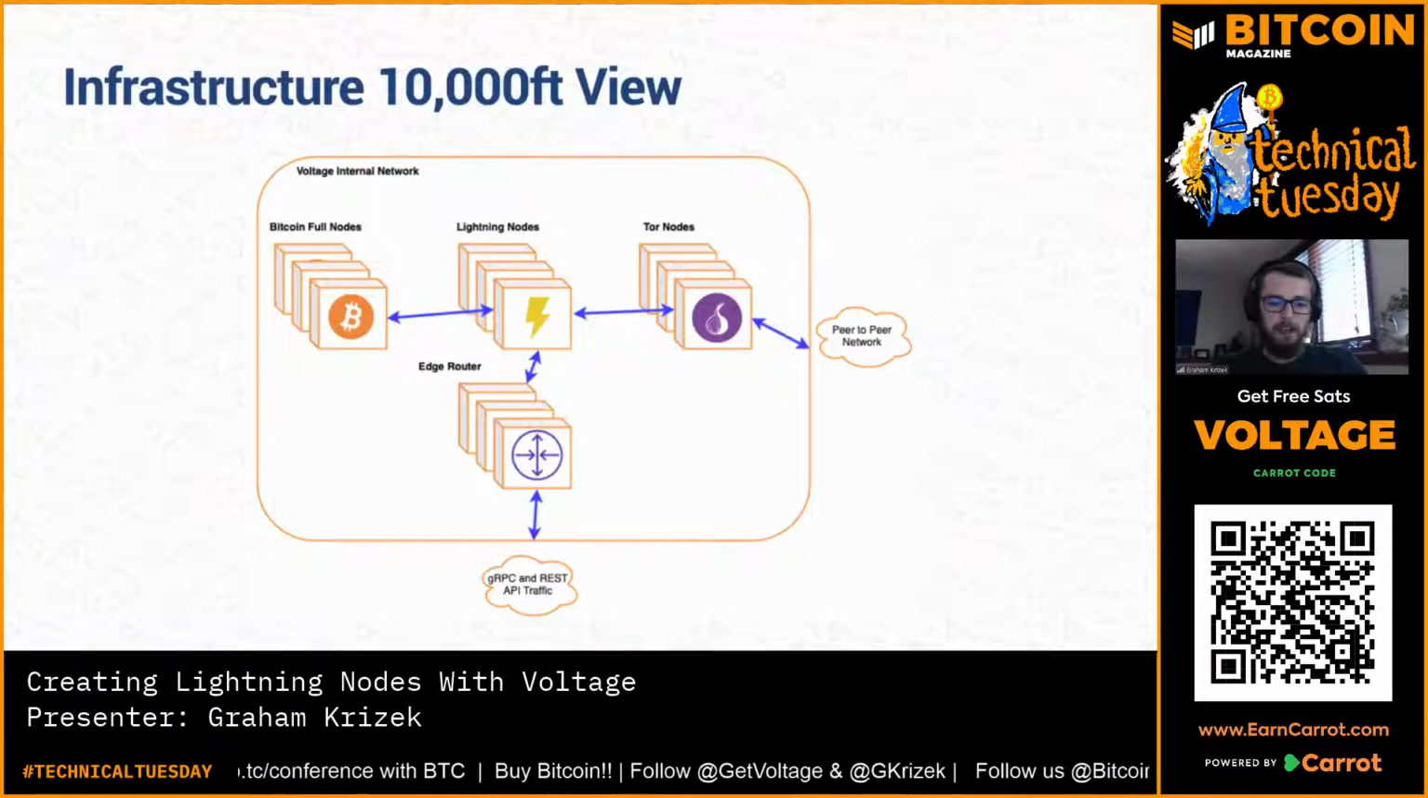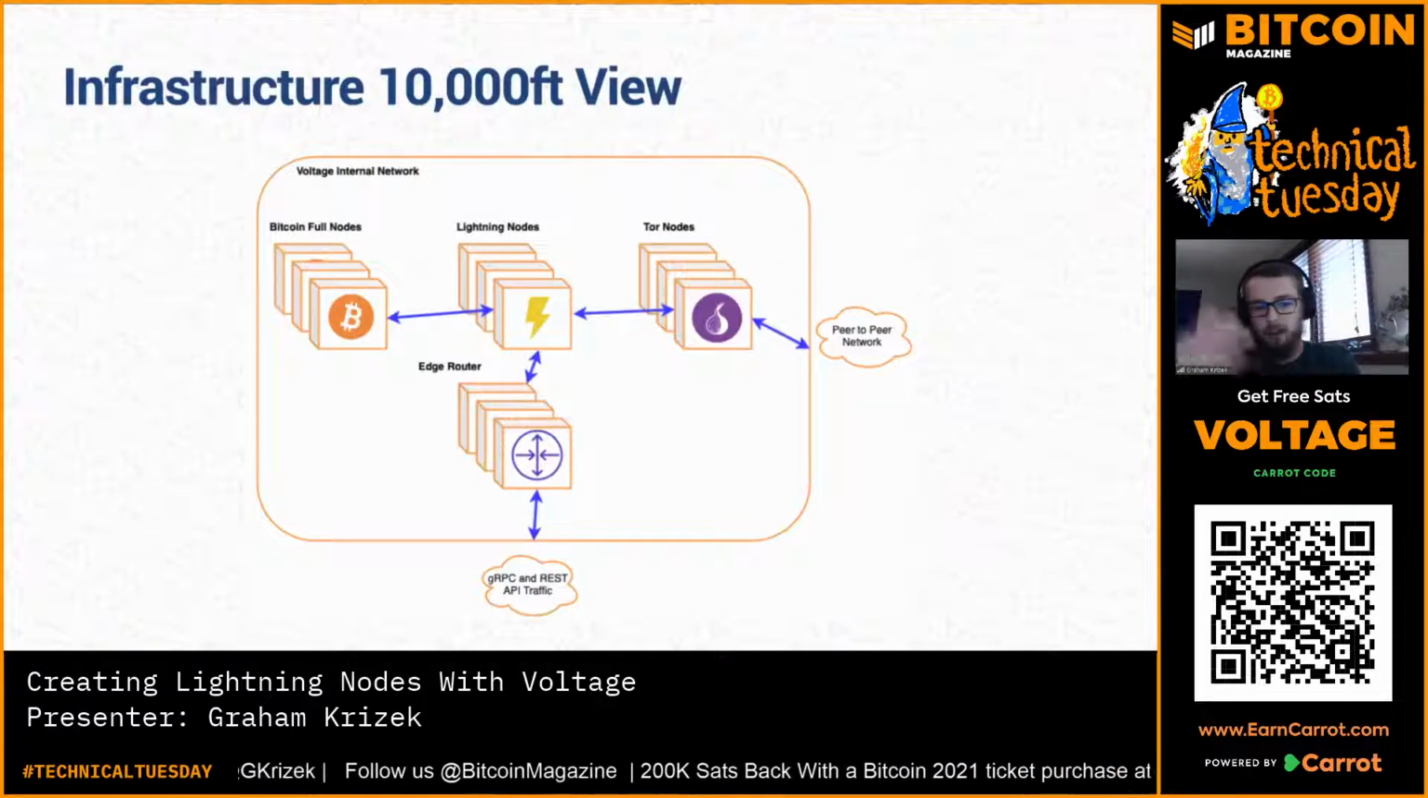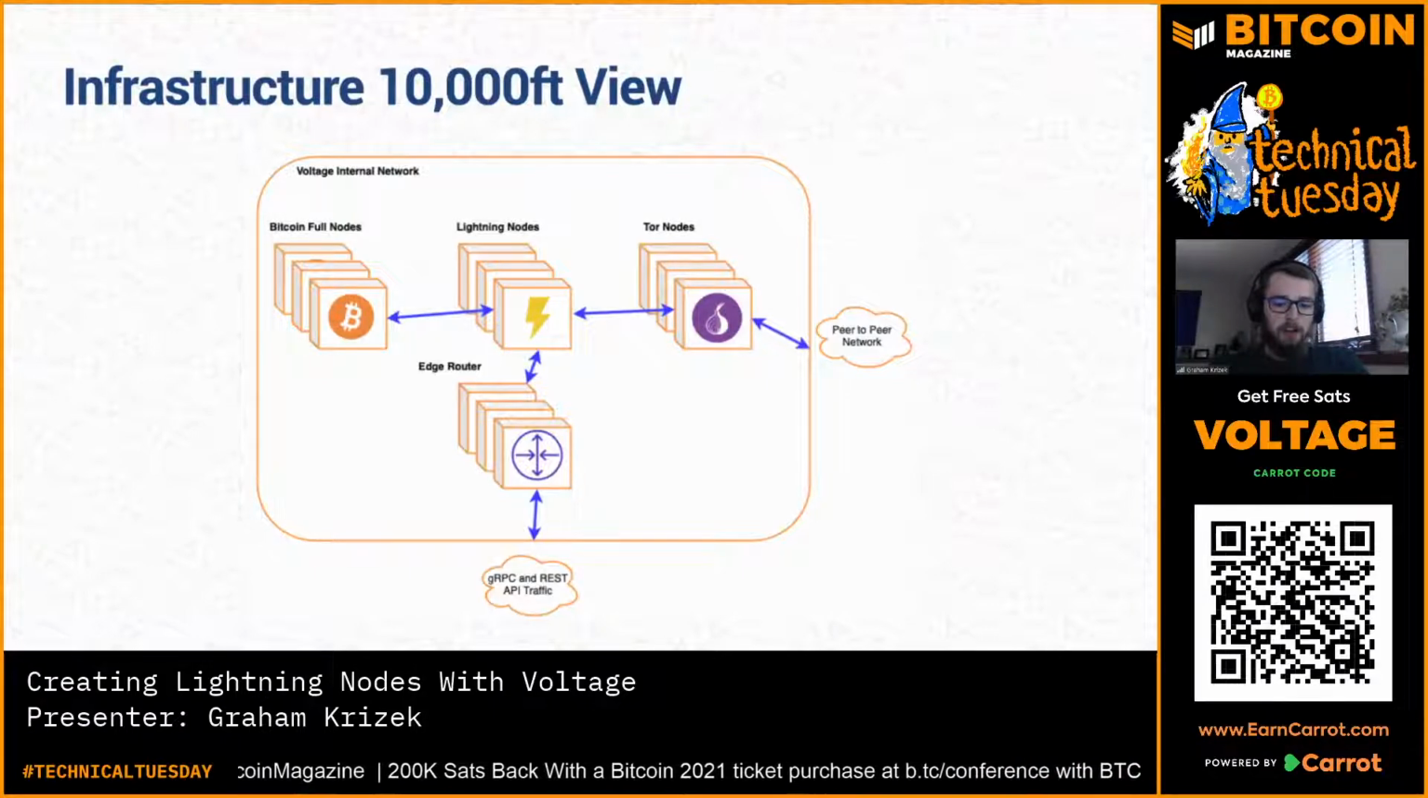And all of this connects through our internal network, which is still encrypted with TLS, even inside of our internal network. So no one can man in the middle across wires inside of our own network or sniff packets. And then going to our edge router, when you're connecting through those gRPC or the REST APIs, you're hitting our edge router first. And that's where we do IP whitelisting, rate limiting, all of those kind of security practices. And then we relay the request back to your Lightning node.